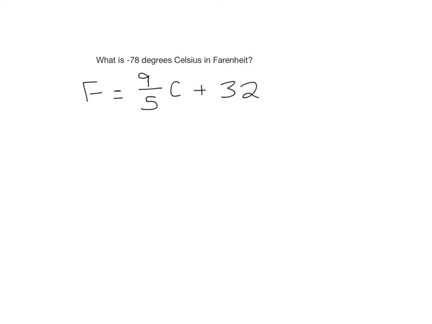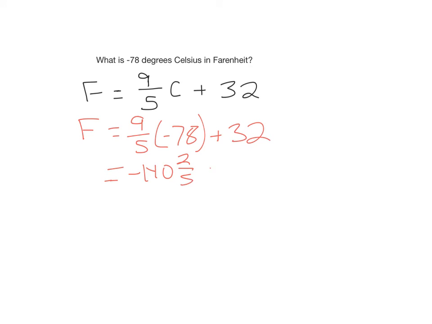Our last problem here is converting negative 78 degrees Celsius into degrees Fahrenheit. When I want to do that, I plug in the negative 78 in place of the C. On this problem, you might want to use a calculator, but let's see if we can just do this here. If I take negative 78 times 9 divided by 5, I get negative 140 and 2/5 as a mixed number.